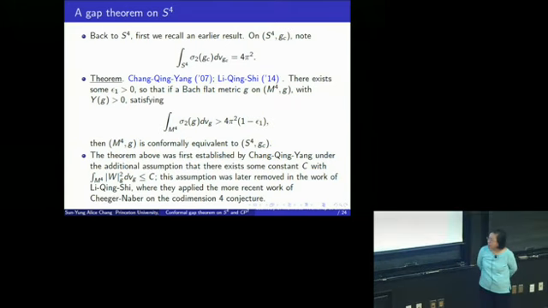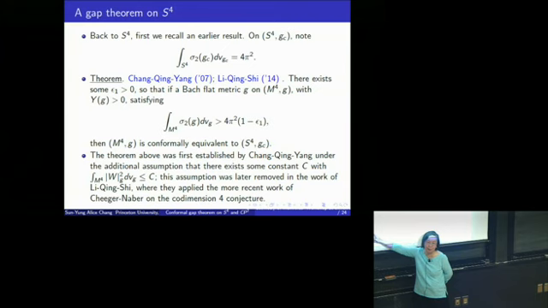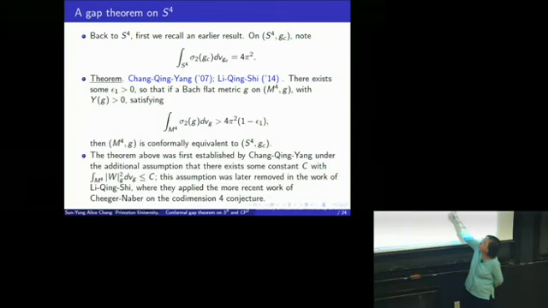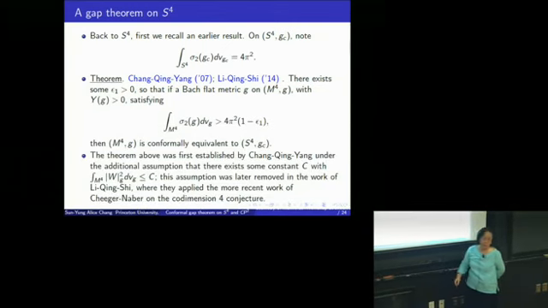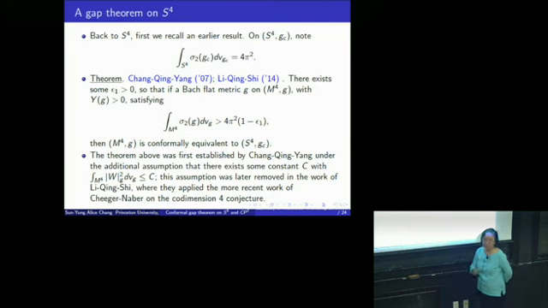And this theorem was first proved under an additional assumption. We also assumed some topological bound. That is, we assume the Weyl square has a positive constant bounded above. And this condition was later removed by the work of Li Gang, Qing Jie, and Si Yuguang. They removed this condition by applying the recent work of Cheeger and Naber, the codimension 4 conjecture. So this condition was removed, and we have a gap.